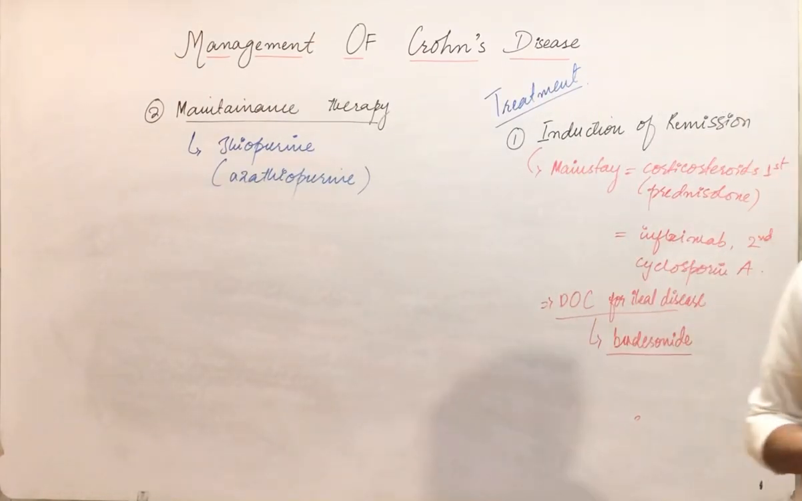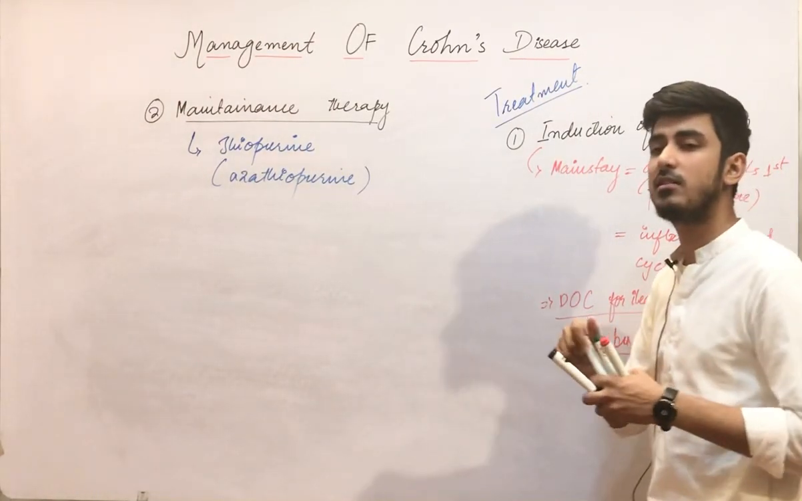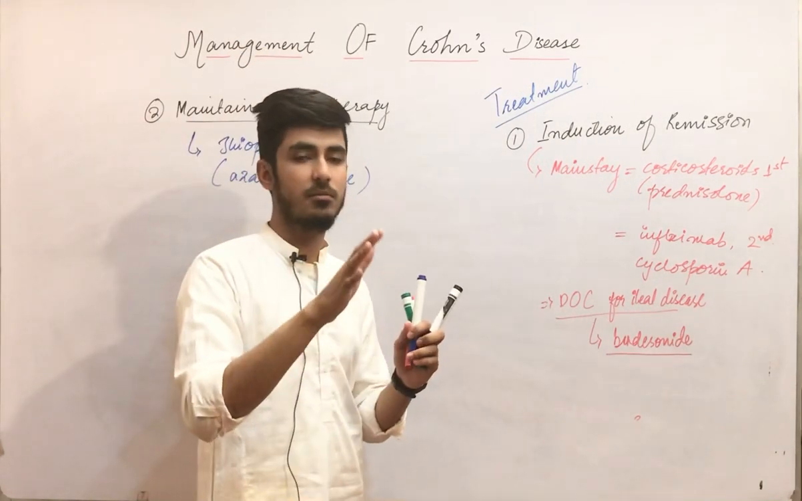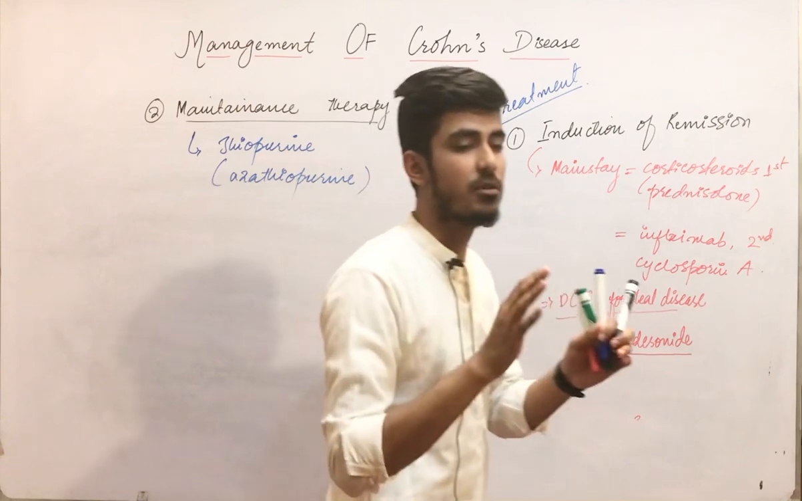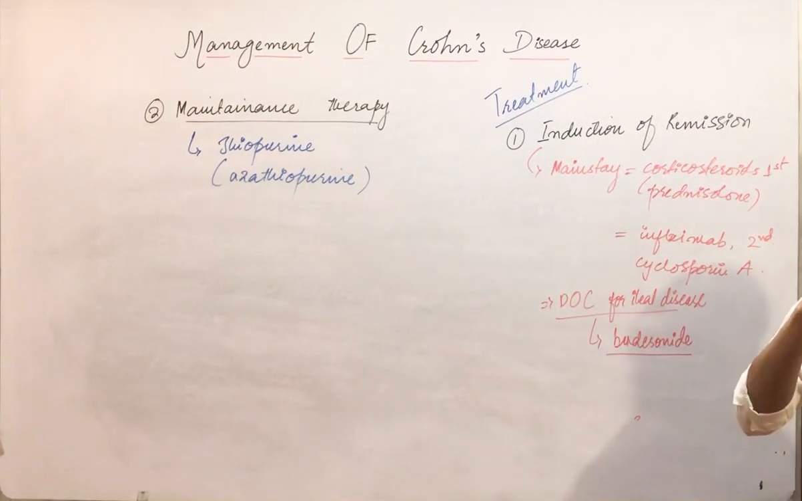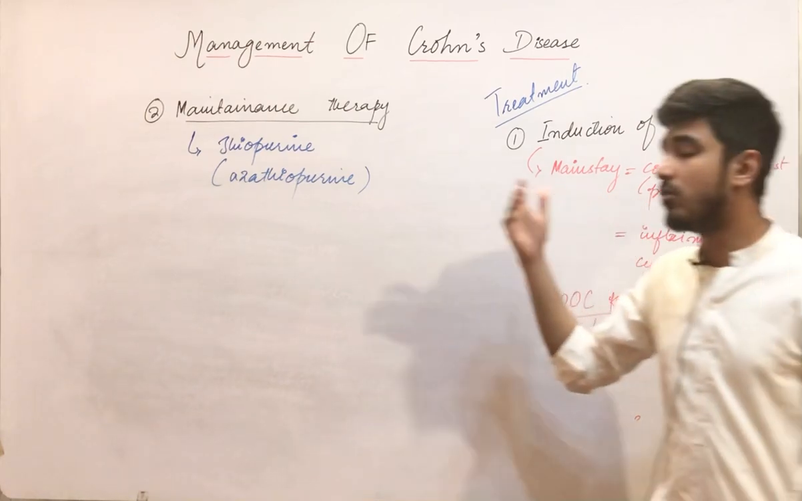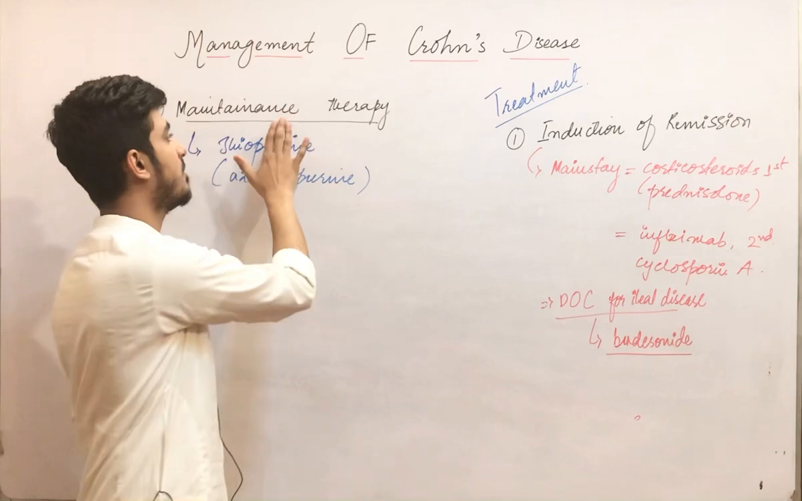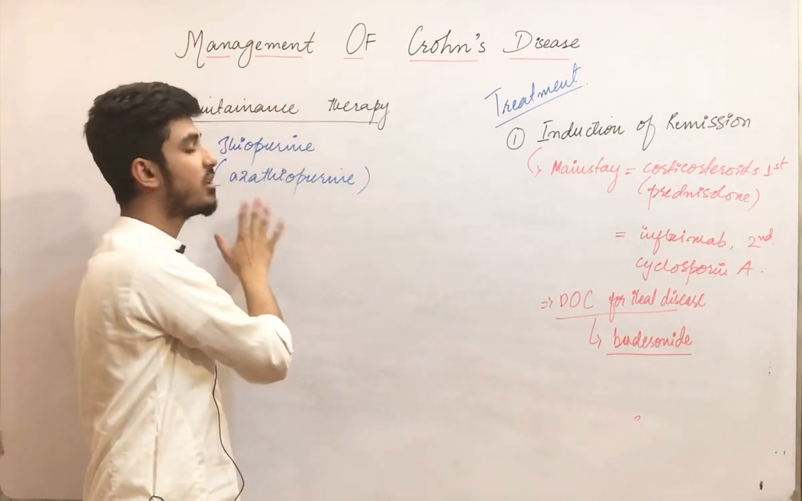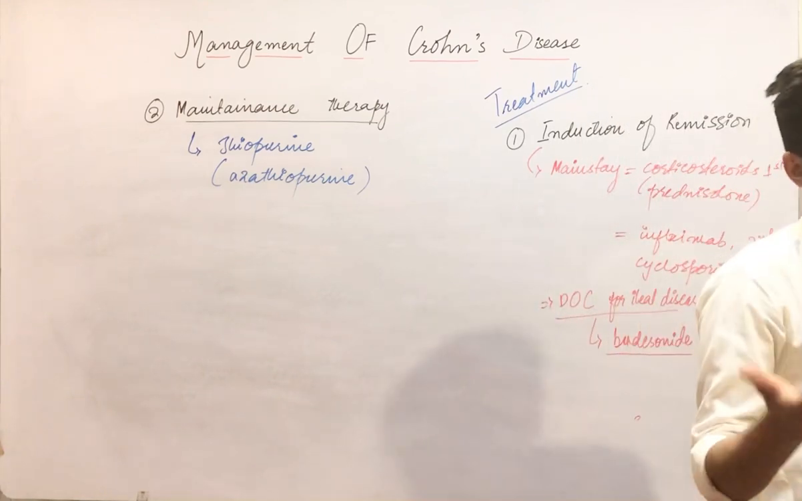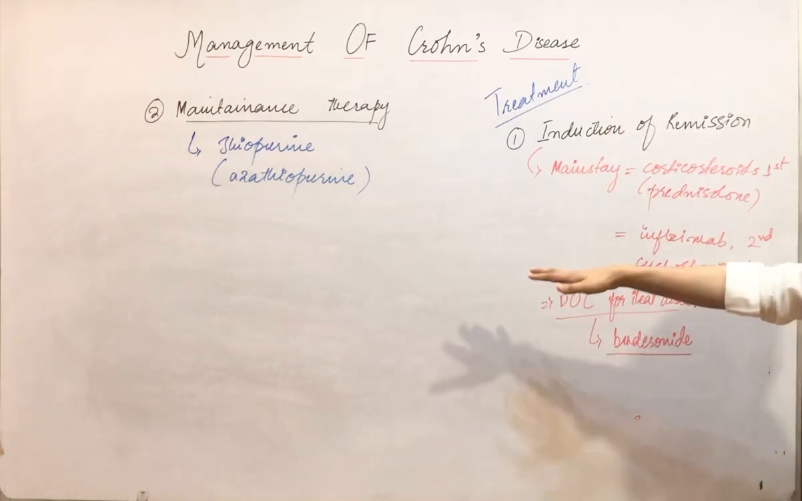Maintenance therapy means maintenance of remission. Now the patient has come to you, you have prescribed him the drugs that will decrease his symptoms. Now those drugs that will be preventing the recurrence, that is called the maintenance therapy. So this drug, azathioprine, will be preventing the disease recurrence. Clear? So that is called the maintenance therapy.